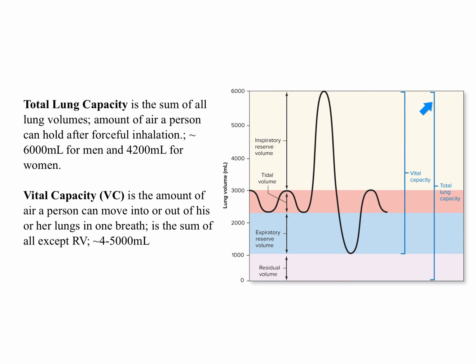Total lung capacity would be the sum of all of these. So how much air you can hold after a forceful inhalation. And then vital capacity is the sum of all of these except the residual volume. So this is how much air you can actually move in and out of your lungs, because you can't move that last 1000 mLs of air.